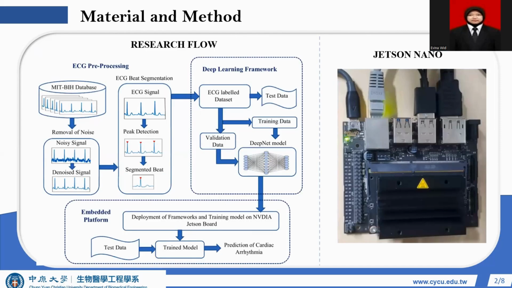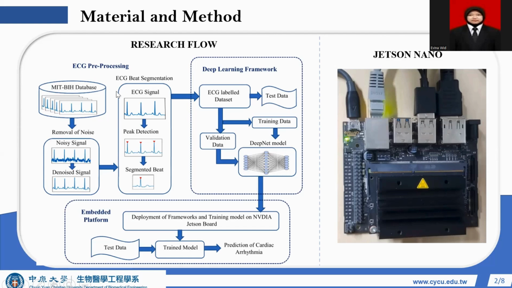This is the research flow, in the material and method, along with the Jetson Nano installation. In the first step, we see ECG pre-processing first. The database is from MIT-BIH. After they got the database, they removed the noise. The first signal they got is noisy like this, and after they remove the noise, it becomes like this.